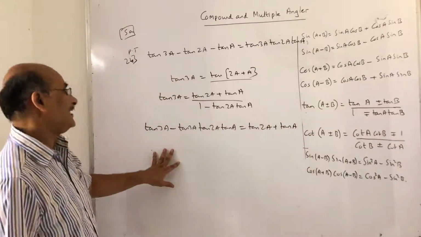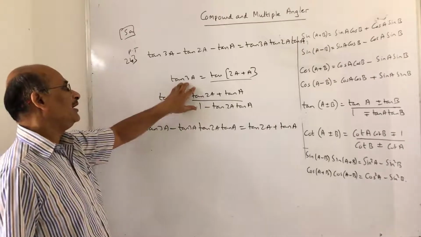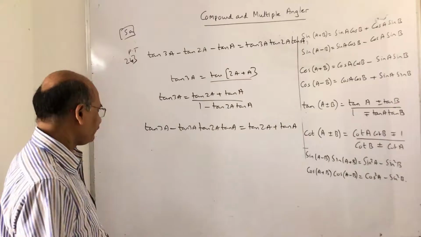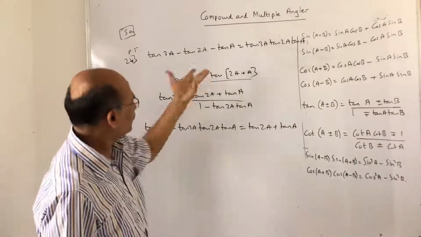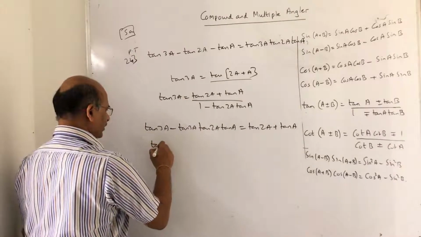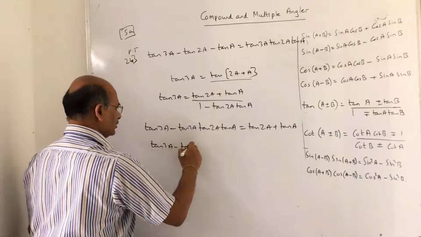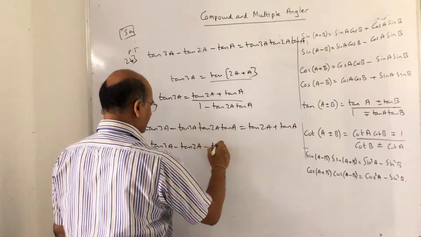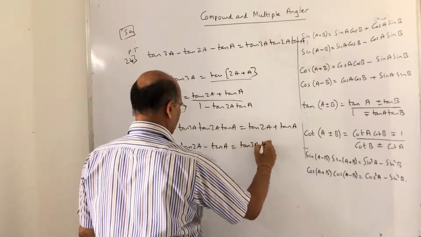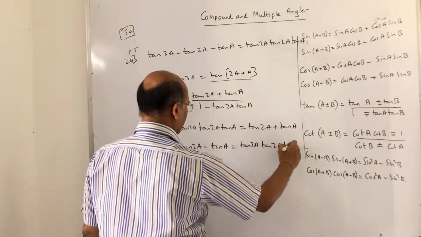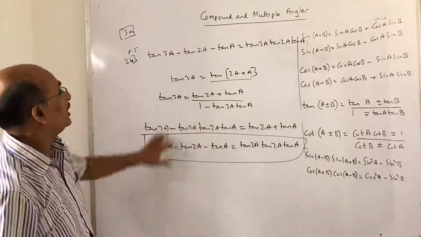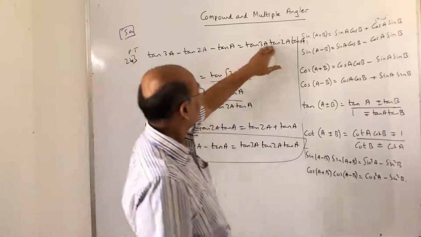Don't look at the proof, because understand what I wrote. Tan 3a, I wrote tan of 3a, I wrote 2a plus a. That's simple logic anyway. Then I proved, take this on the right hand side, take this on the left hand side. So this becomes tan 3a minus tan 2a minus tan a is equal to tan 3a, tan 2a and tan a. Check.